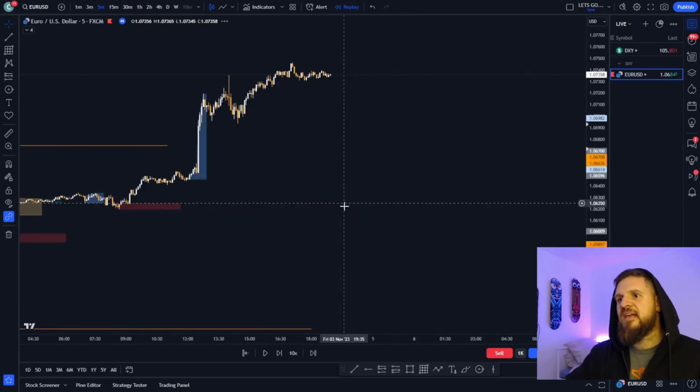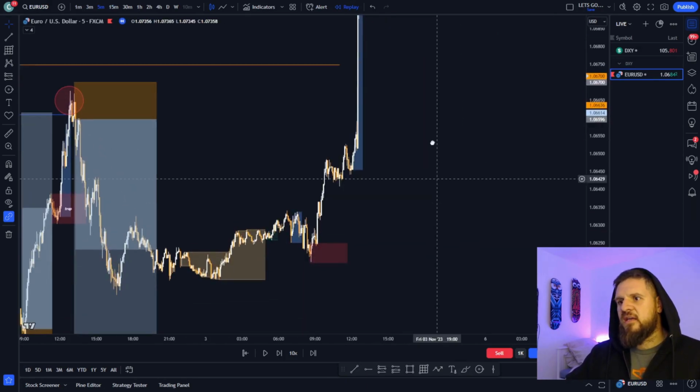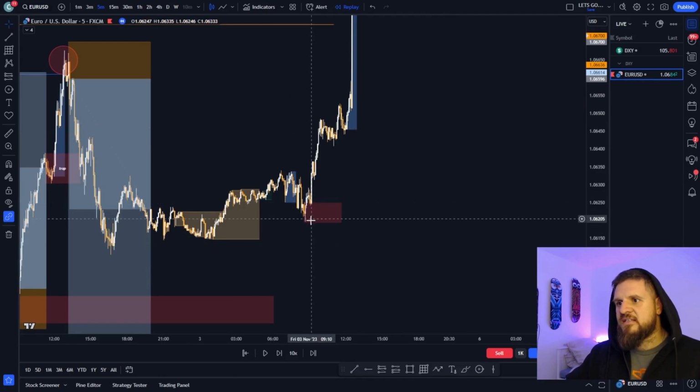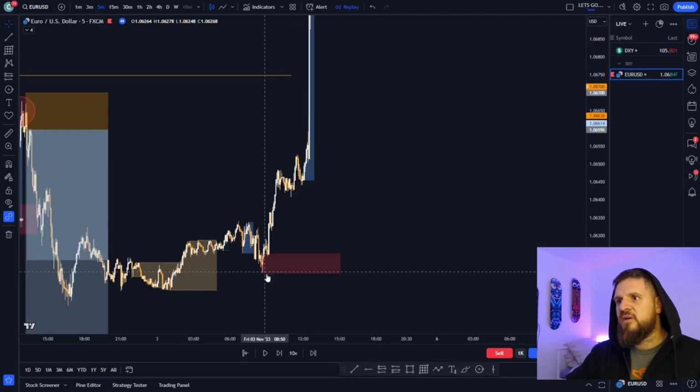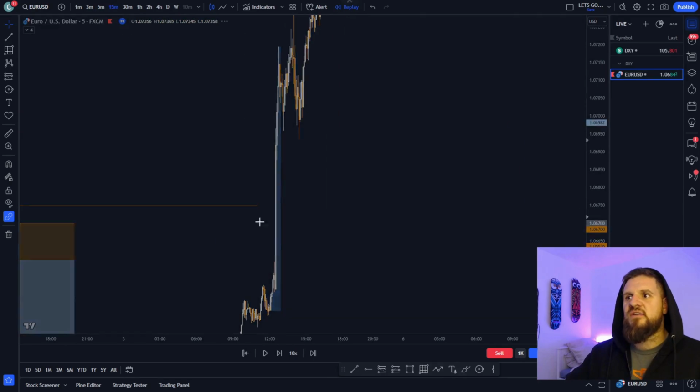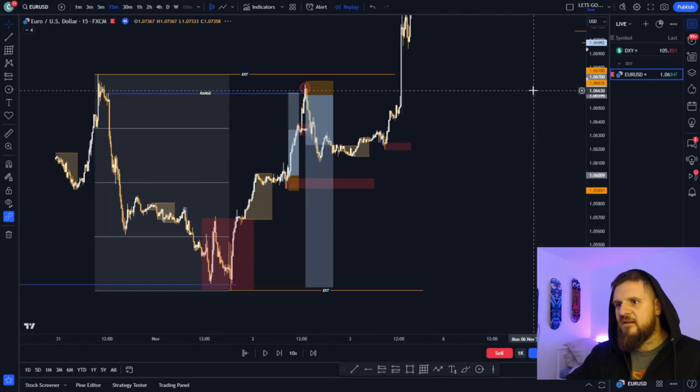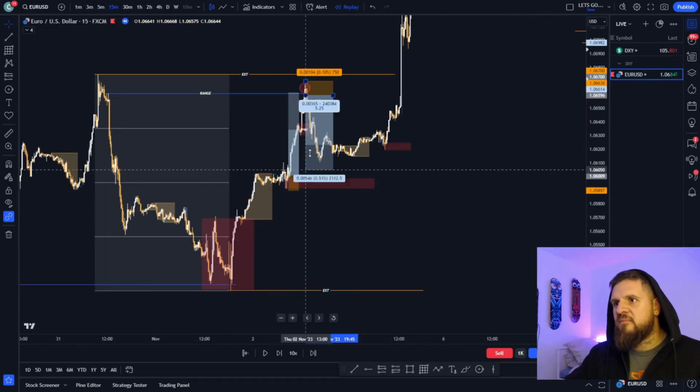The very next day, we had a manipulation, a retest of our London Open, and if you got into that, you'd have had a great trade. News would have taken it up there, which is fantastic. But you can see how powerful this can be.